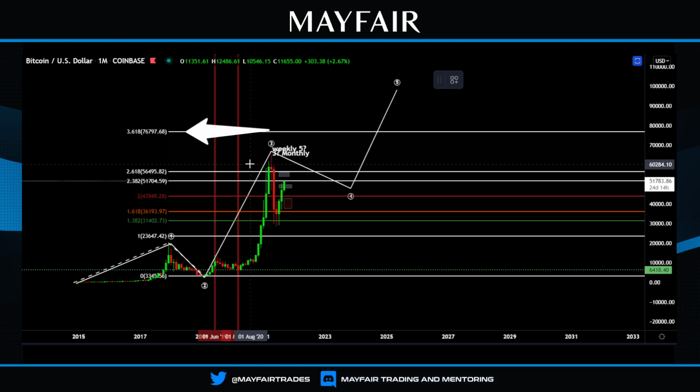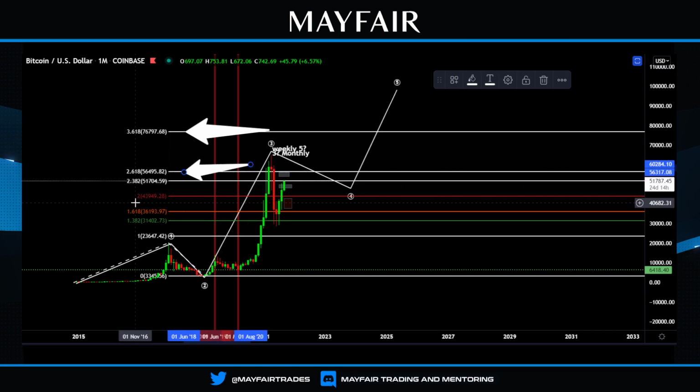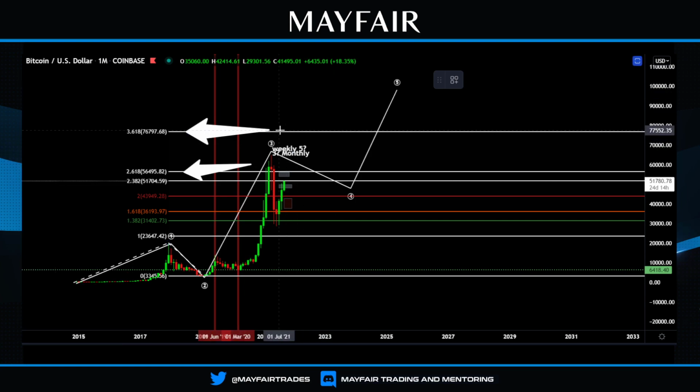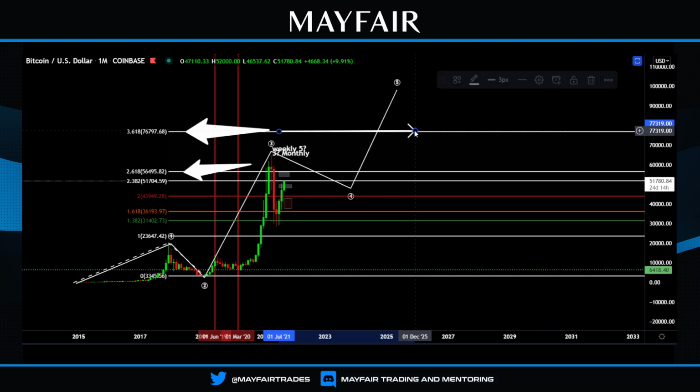We've clearly just gone over the 2618 here. Okay, so I'm just going to put my first little level or line around this region. So this is kind of step 1.